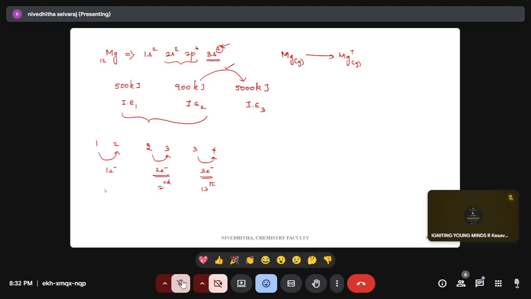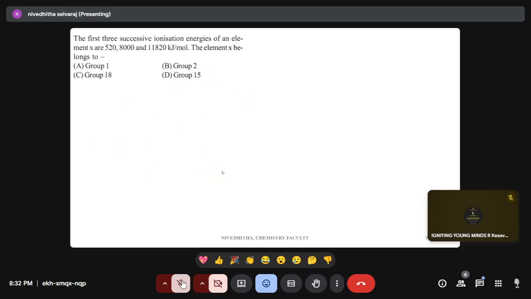So the question is, okay, here is the question. They have given you the successive ionization energies, and from the values of successive ionization energy, we have to find the group in which that element is present.